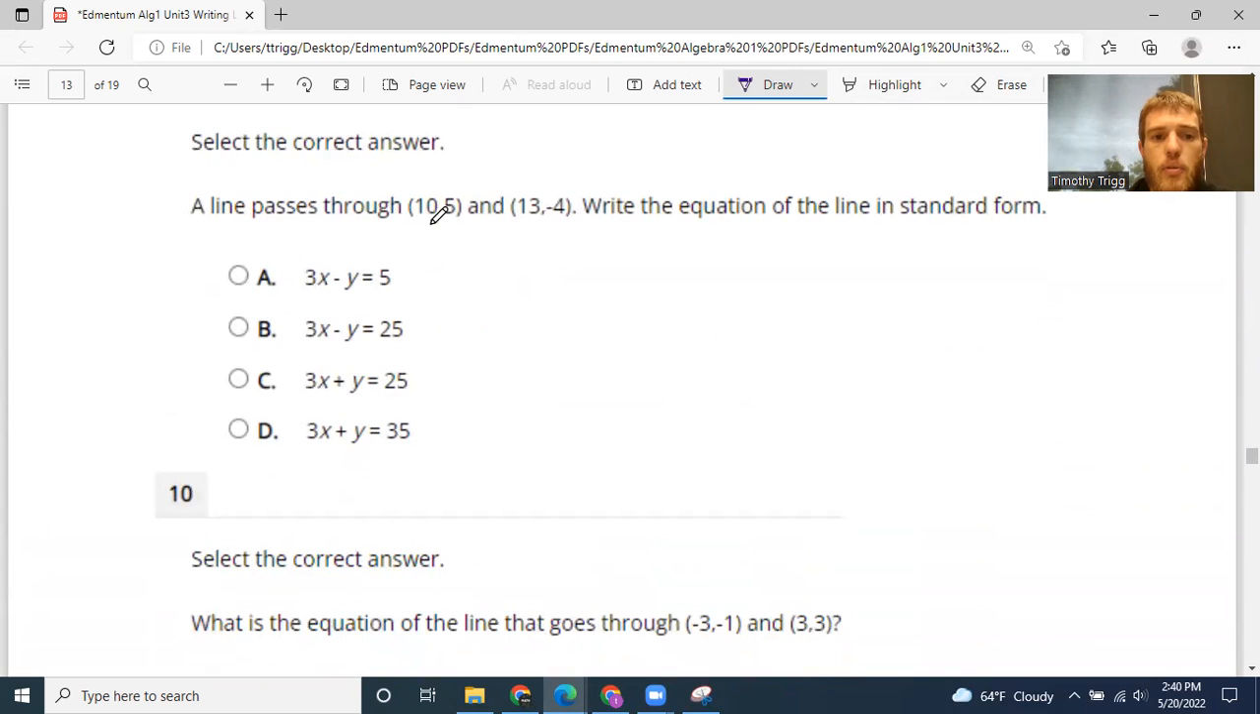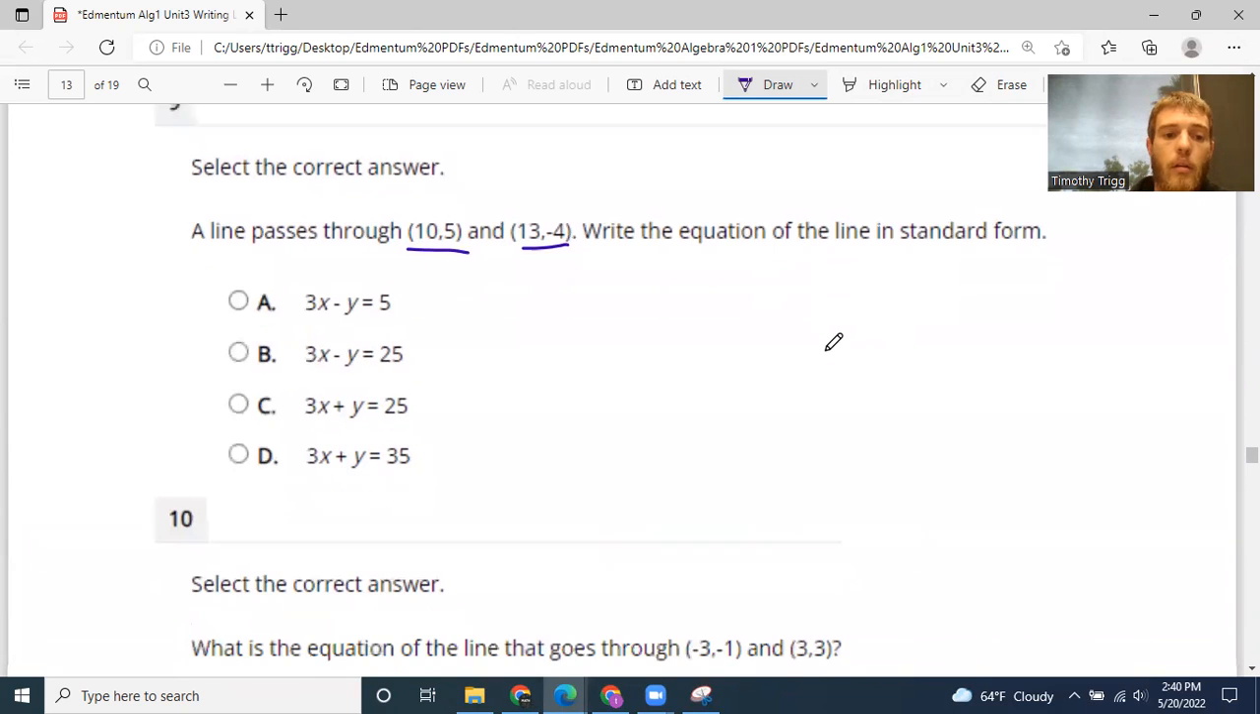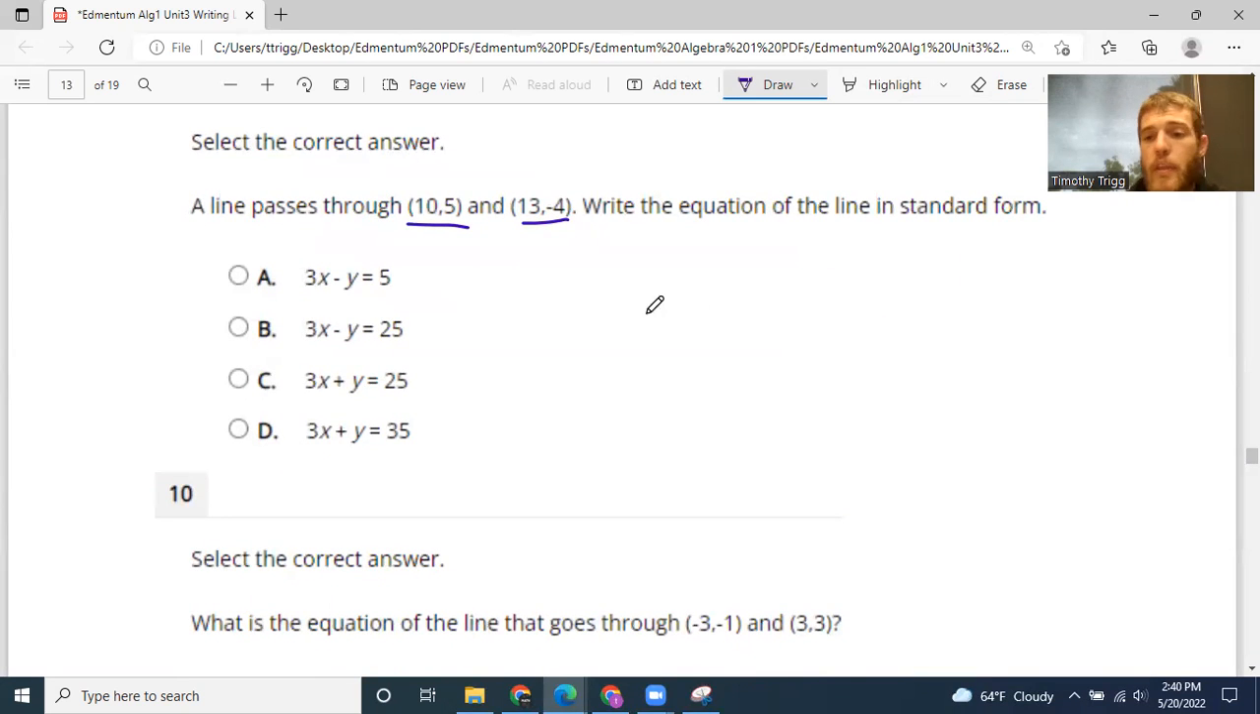A line passes through these two coordinate points. Write an equation of the line in standard form. Okay. Well, one thing you could do is just check each of these solutions and see which one works for these coordinate points. Okay, so let me show you what I mean. So I'm going to go ahead and try these coordinate points for answer choice A. So I'm going to replace the x with 10 and the y with 5. So this would say 3 times 10 minus 5. And I want to see, does that equal 5?